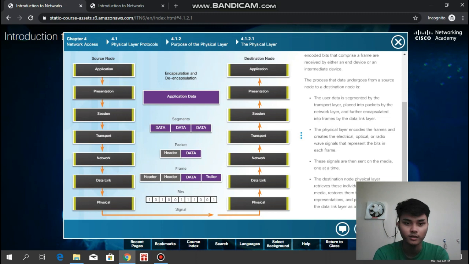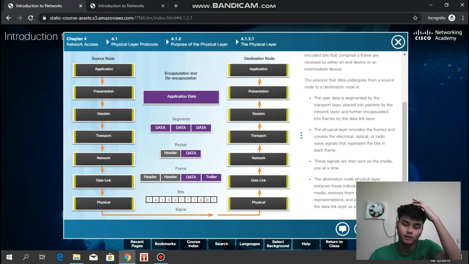As you can see here, the source node has application, presentation, session, transport, network, data link, and physical. Here are the signal bits, as you can see, a 1010 and so on, and then we have here the frame header and data trailer.